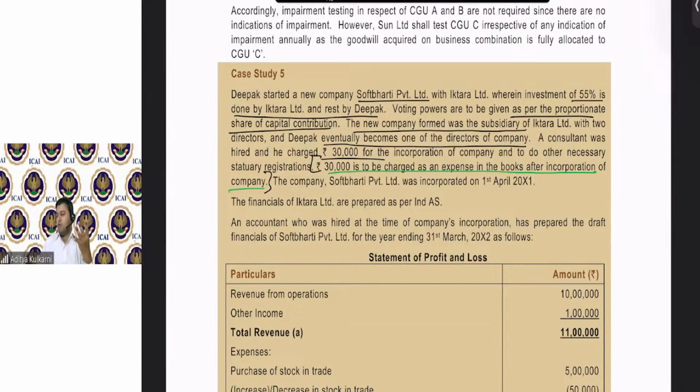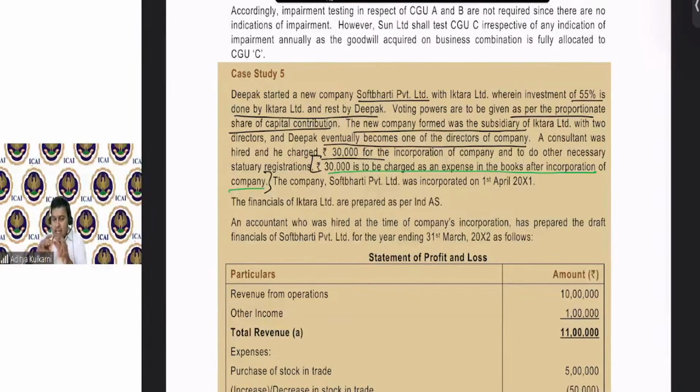Come on, guys. Bolo, what asset is it? Is it Ind AS 16? Which item of property, plant, and equipment has come into existence because of 30,000? Did you buy furniture, table, chair, computer, fan, tube light, air conditioner, machinery? What did you buy? जो आप बोल रहे हो इंड एस 16 के अंडर कैपिटलाइज होगा.